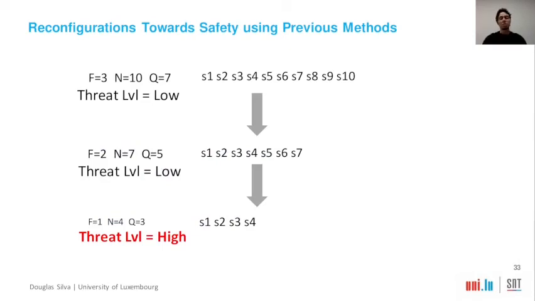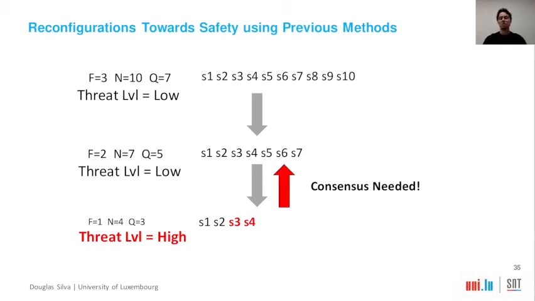Now let's talk about the reconfigurations towards safety. Using previous methods, if we are in the minimal state again with just 4 replicas, and the threat detector outputs high chances of cyber threats occurring, previous methods would have to try to reach consensus to come back to a safer or more resilient configuration. And most of the time that's not possible because they will not have a majority.